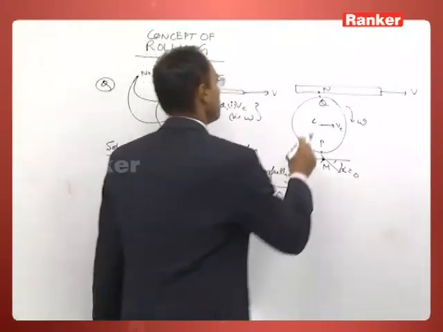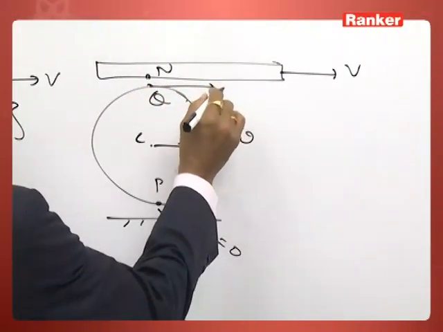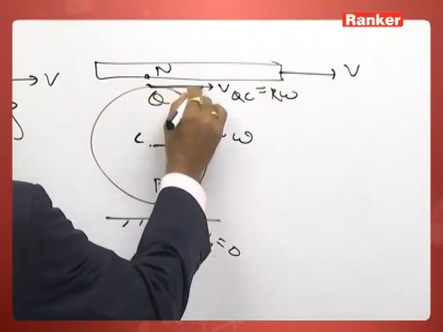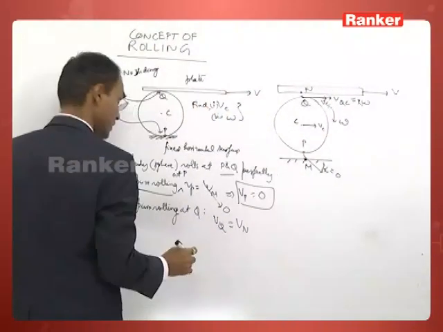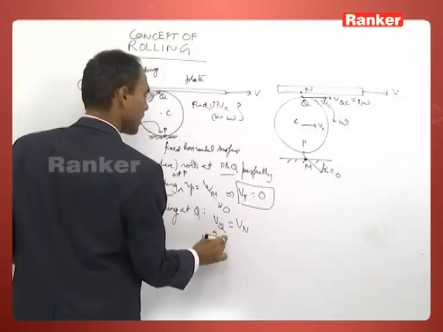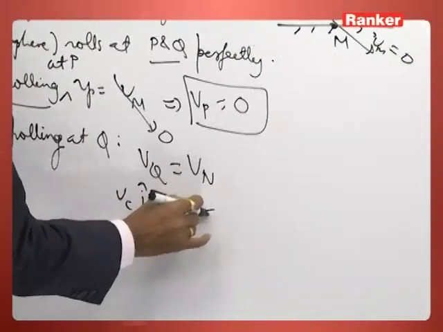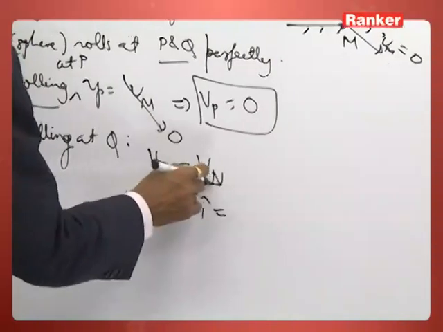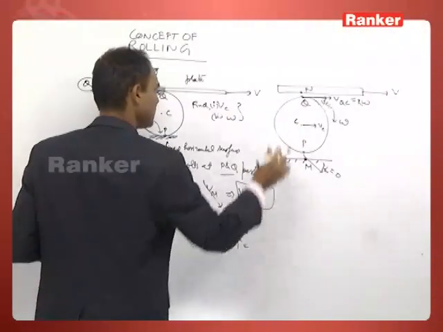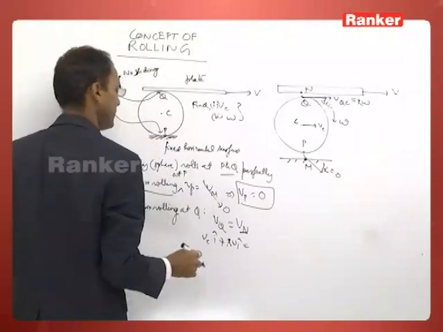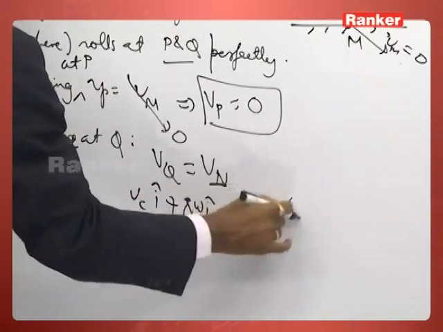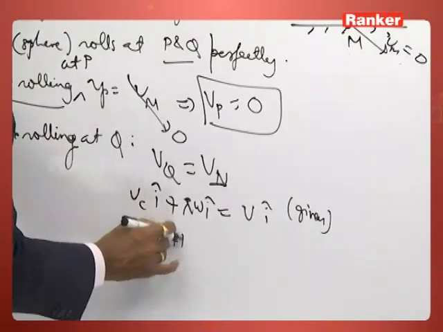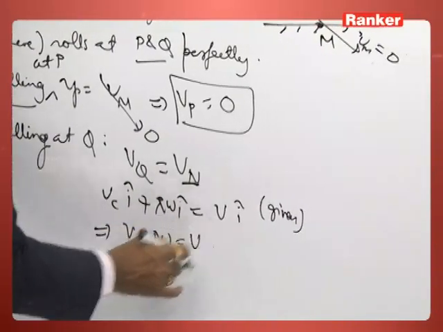Well, Vq, this velocity of Q with respect to C, that's equal to r omega, and this is the velocity of C. Therefore, Vq is equal to Vc i cap plus r omega i cap as per the previous discussion of the velocity calculation. Velocity of this point, that's nothing but the velocity of the plate, that's equal to V i cap given. In this way you can calculate Vc plus r omega is equal to V.